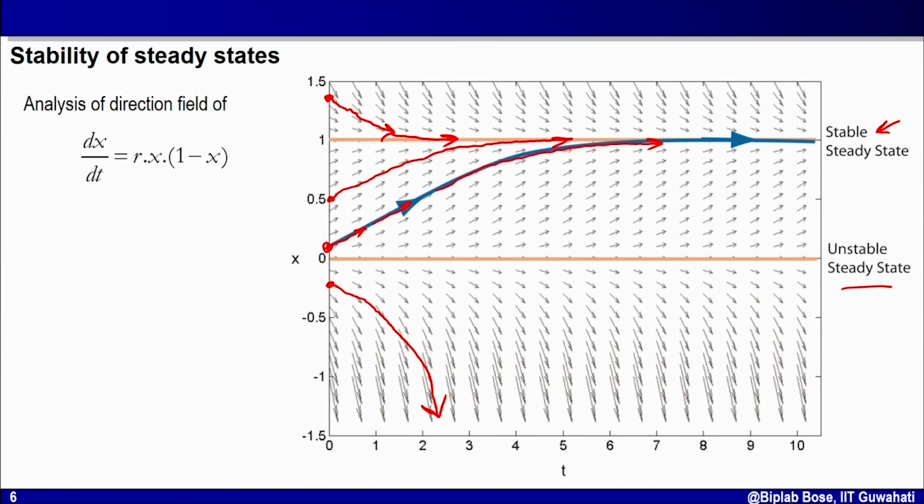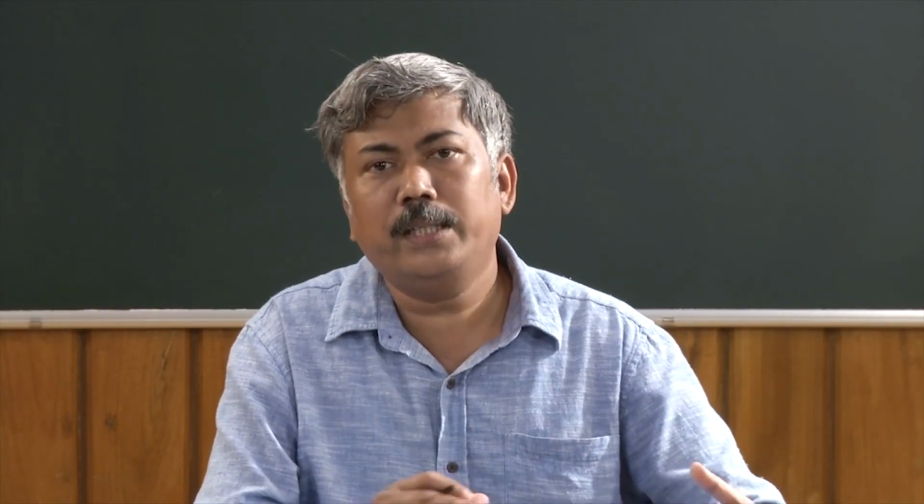So this graphical analysis shows that by drawing and marking the steady states on the direction field, I can identify, based on the arrows of the direction field, whether the steady state is a stable one or an unstable one, and I can make a prediction about the time evolution of the dependent variable along this direction field from an unstable to a stable steady state.